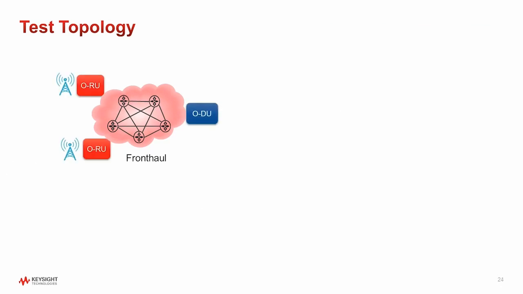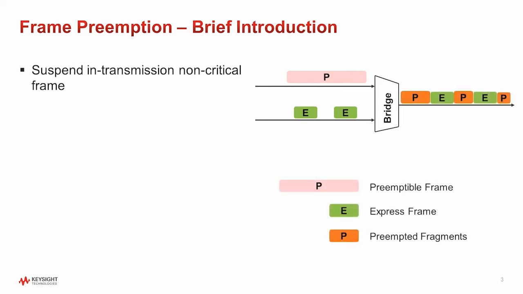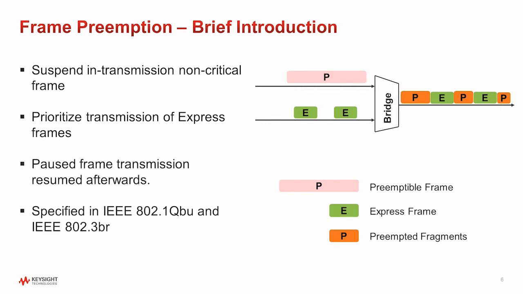Now moving to the next part, traditional Ethernet is designed on the concept of best effort delivery, which doesn't guarantee the bounded latency that we talked about. A large but less critical frame in transmission can make a time critical frame wait and therefore increase its transmission latency. Frame preemption technique allows the bridges to pause transmission of non-time critical frames when a critical frame is just about to egress, and the transmission of that less critical frame can resume afterwards.